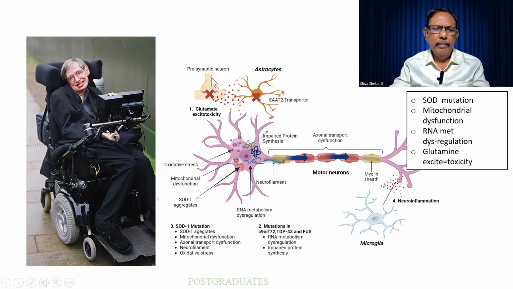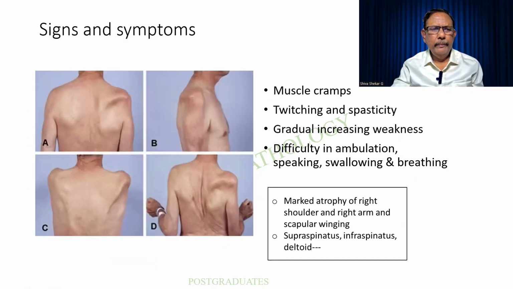You find that there can be the presynaptic region or in the region of the astrocyte. There can be the impairment of the protein synthesis. There can be a defect in the transport, and ultimately there can be a neuroinflammation, which can be primary or it can be secondary to a mutation. So this particular theme you people should remember. And remember our gentleman Stephen Hawking.